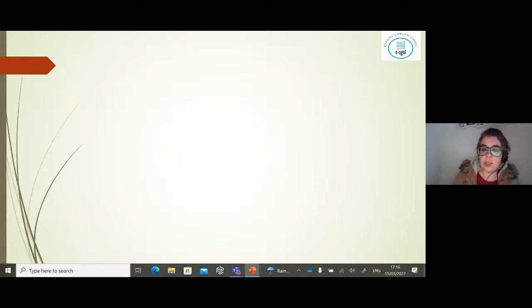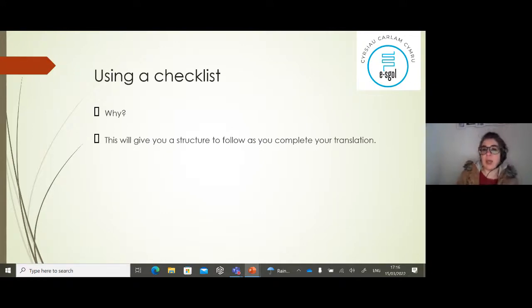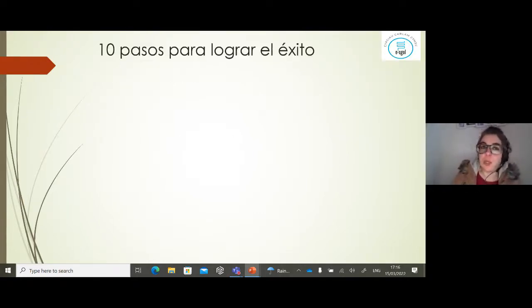So the checklist, as we said, will give us a structure to follow while completing the translation. So hopefully the task won't feel as difficult if we can approach it and break it down in more manageable chunks. So we're going to look at some steps to get to a good translation.